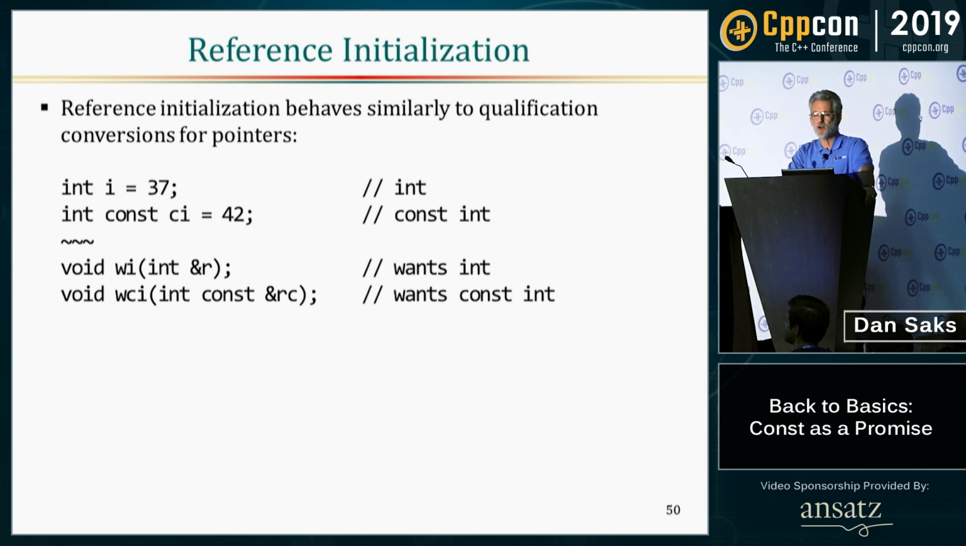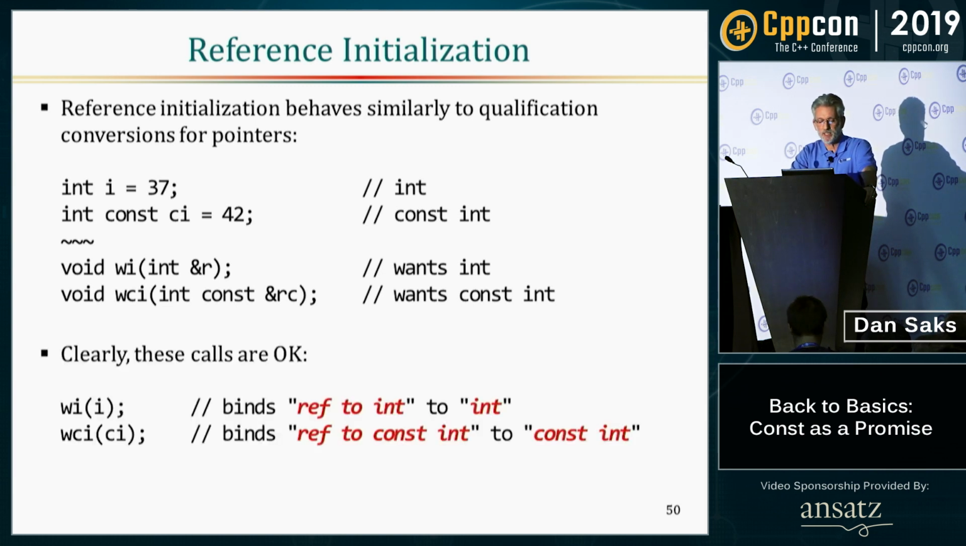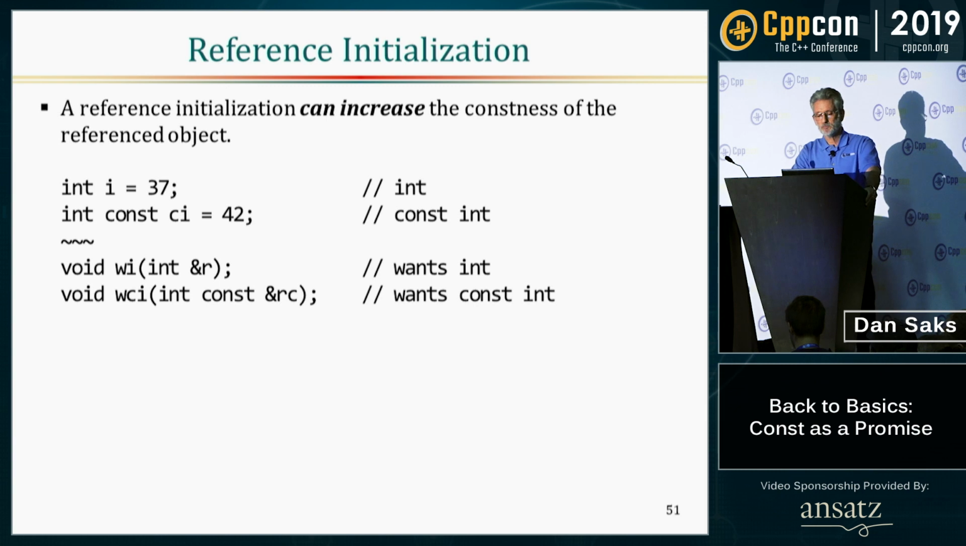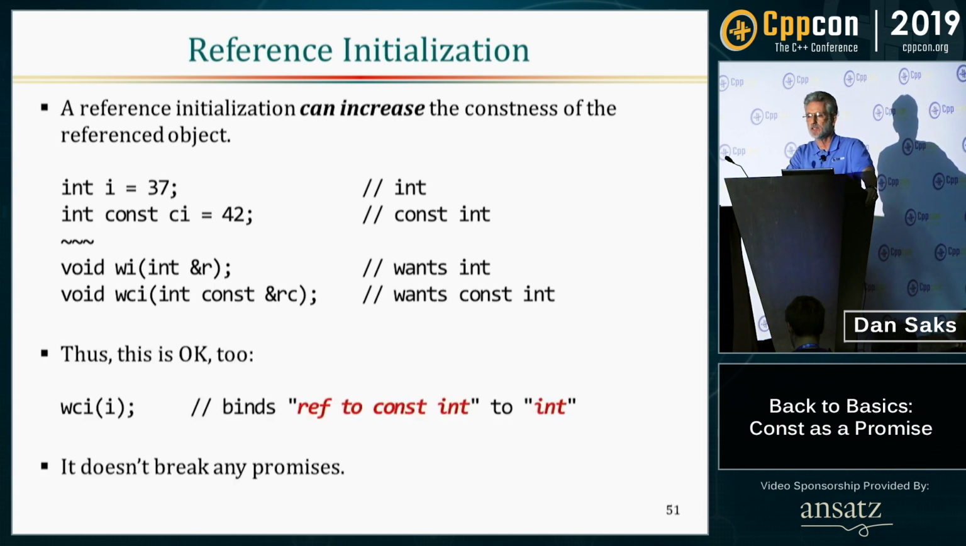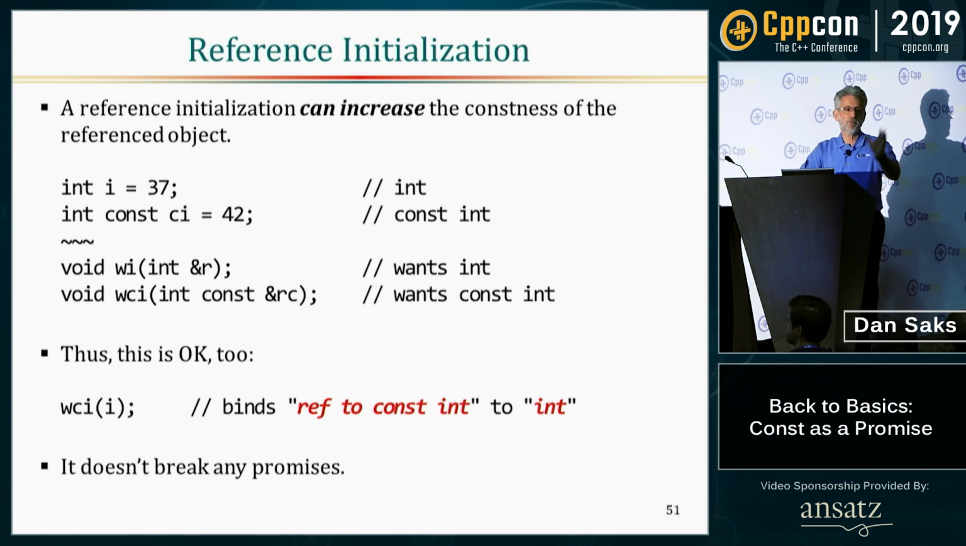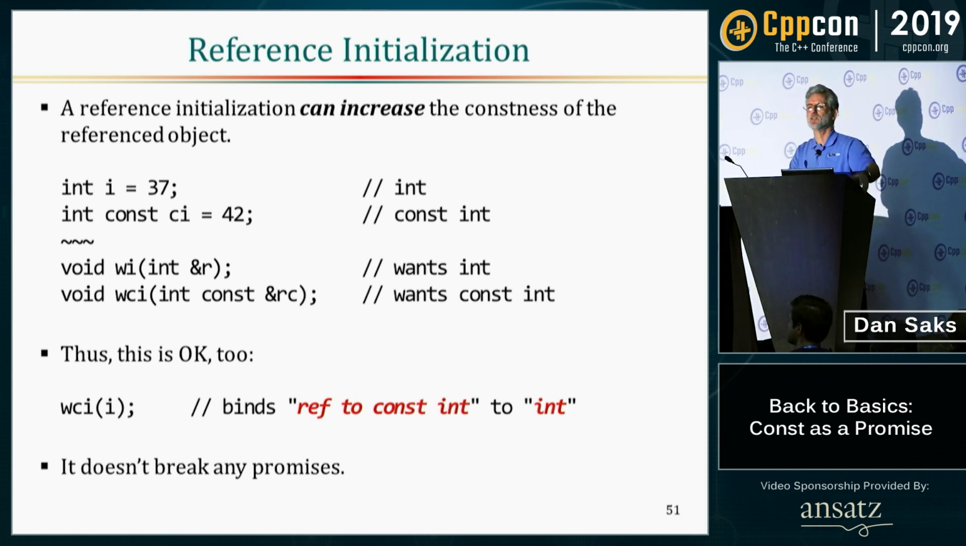So here we have a function wi that wants an int and another one wci that wants a constant int. Once again, clearly you can bind a reference to an int and a reference to a constant int to a constant int. That's no change in type. But the reference initialization can increase the constness of the referenced object. So, for example, this one is perfectly okay. I have a function that wants a reference to a constant int, and I say, will you take a reference to an int? Yeah, fine, I'll take it, and I'll treat it as if it's const.